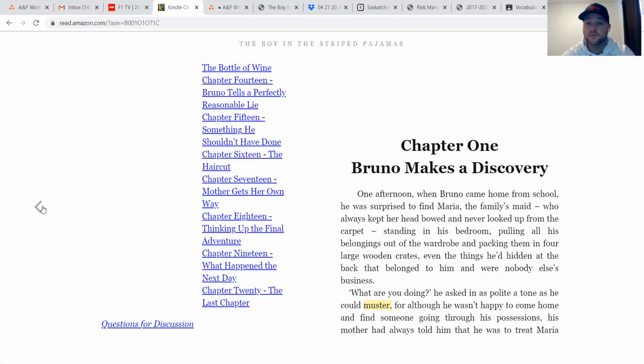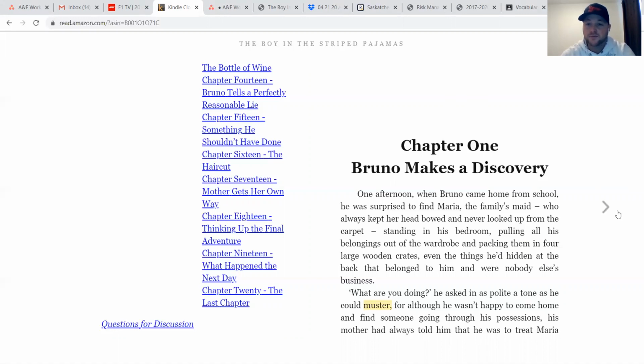Chapter one, Bruno makes a discovery. One afternoon, when Bruno came home from school, he was supposed to find Maria, the family's maid, who always kept her head bowed and never looked up from the carpet. Standing in his bedroom, pulling all his belongings out of the wardrobe and packing them in four large wooden crates, even the things he'd hidden at the back that belonged to him and were nobody else's business.